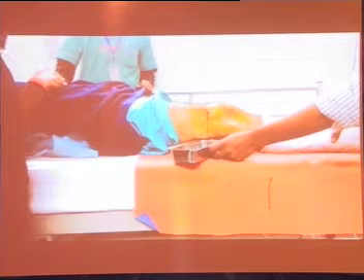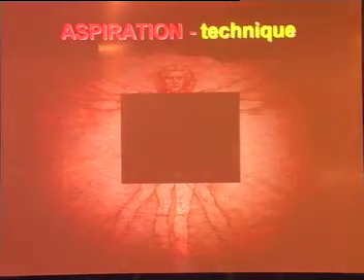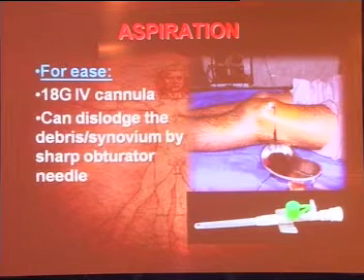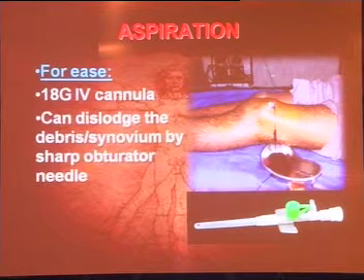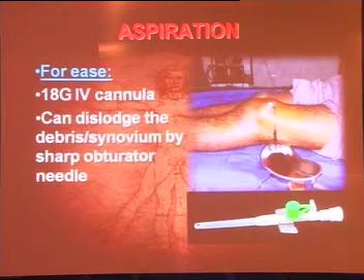And then put a kidney tray to collect the residual blood and observe that blood, which has certain leading clues to the joint. For ease, initially I recommend to many of the postgraduates to use an 18 gauge IV cannula rather than the 18 gauge needle, because you have a needle stylet with you which can dislodge the debris which has clogged the needle or synovium. By the sharp obturator needle you can dislodge it.